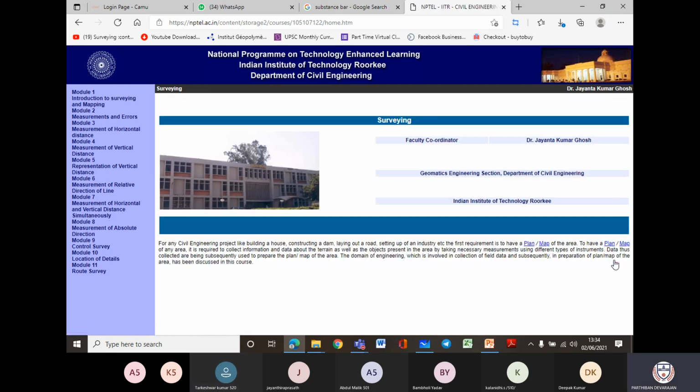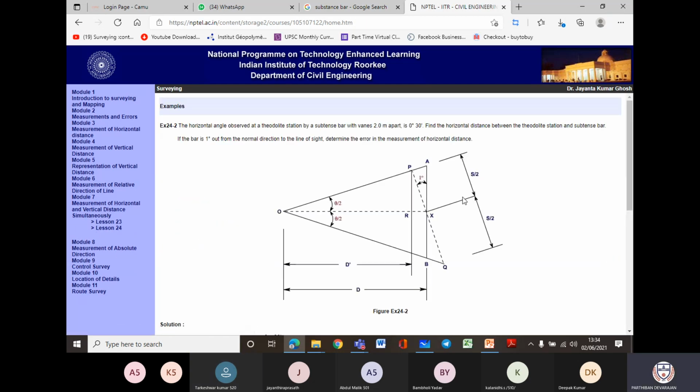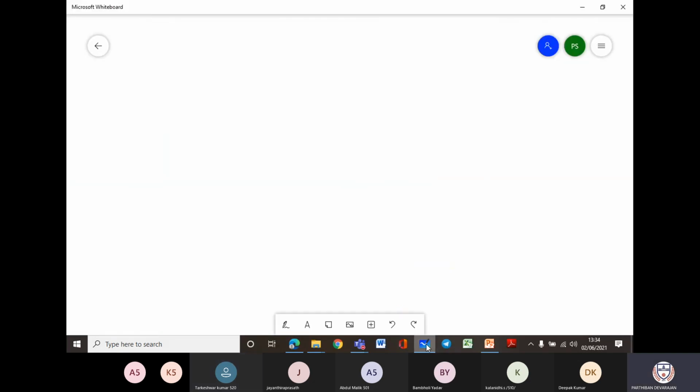Okay, so let's take an example here. I'm taking an example here. So the horizontal angle. Is it visible or not? The page is visible or not? Yes, sir.